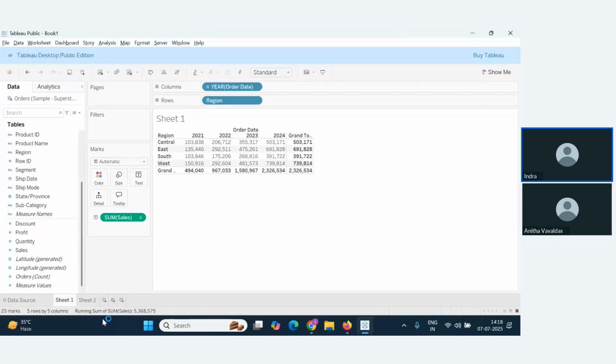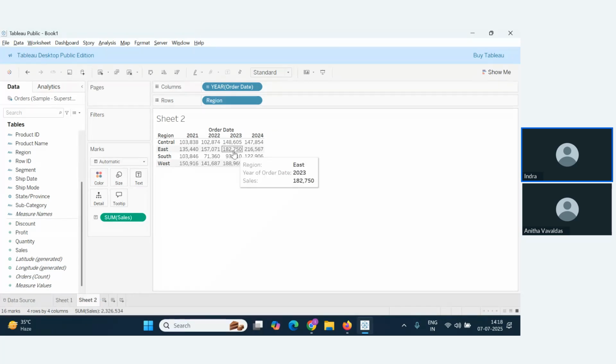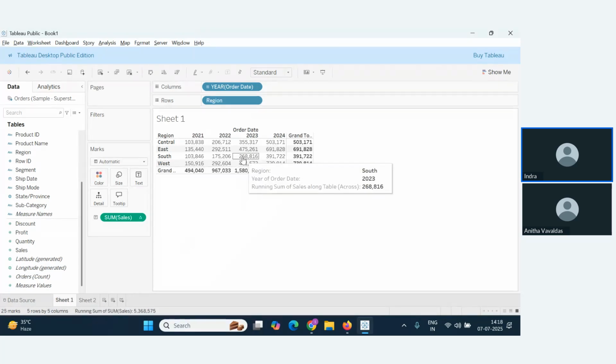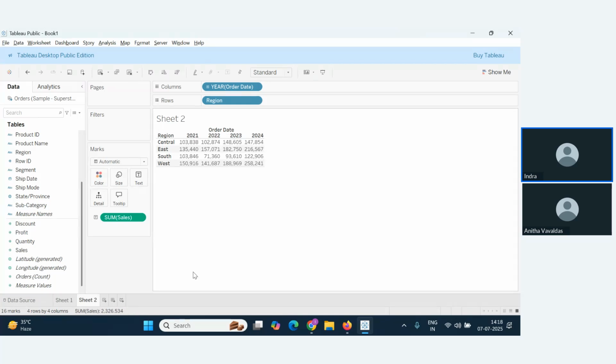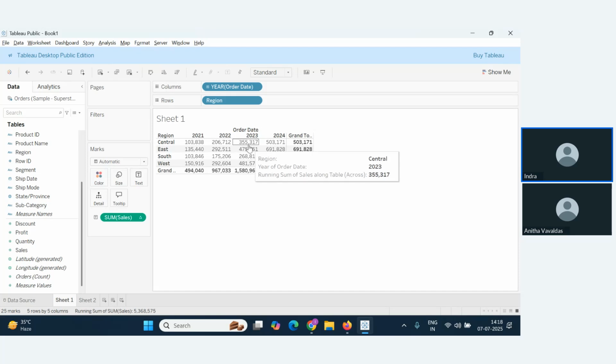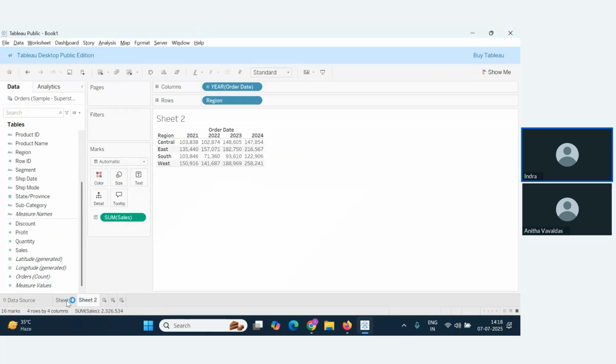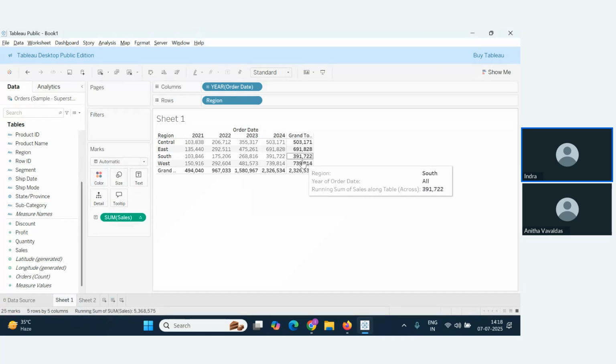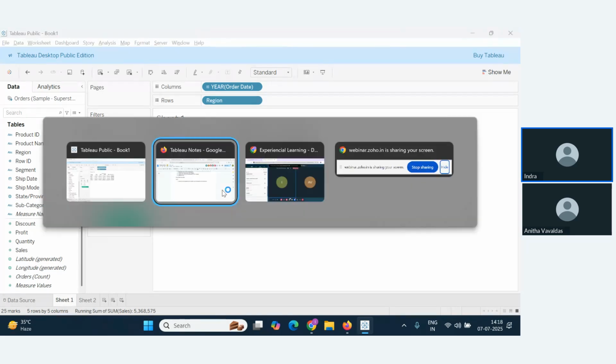Again, plus the sum of sales of 2023. It was nothing but 1,48. So it became 3,55. Then again, sales of 2024, 147. So to this value, if you add 1,44,000 or 1,47,000, it becomes 5,03,000. So this is your running total. Okay, clear?